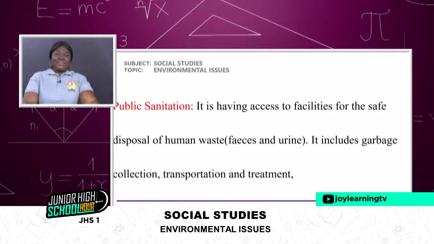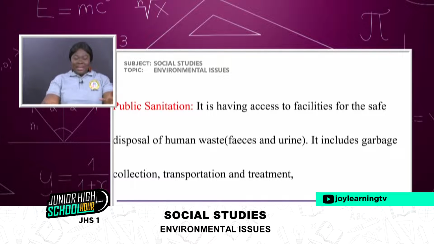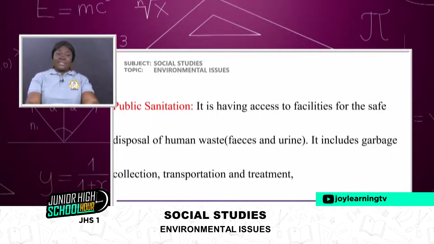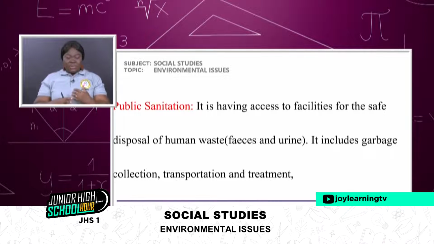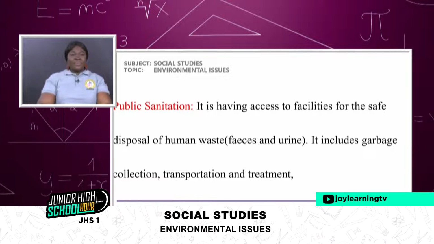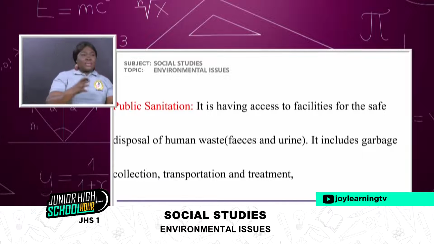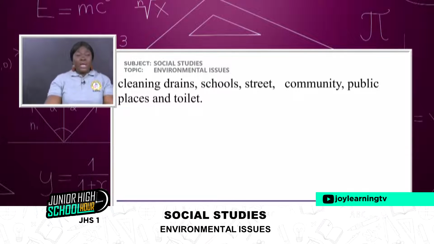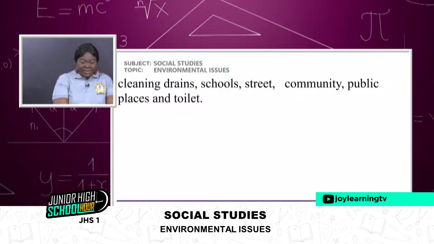You've seen the next slide, which is public sanitation. Think deep. Public sanitation. What is it? It is having access to facilities for the safe disposal of human waste, that is feces and urine. It includes garbage collection, transportation, and treatment. I know that most of you have garbage bins in your homes where the vehicle comes and then takes them away to trash them. Cleaning of drains, school streets, public toilets, and public places are all part of it.